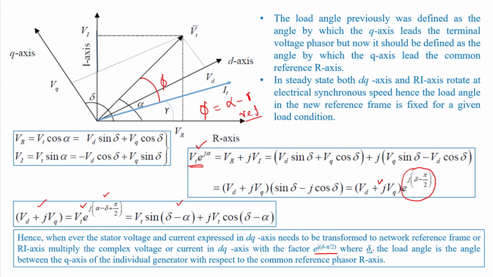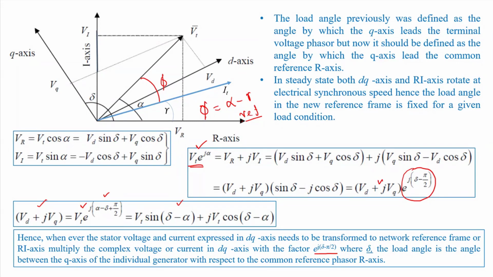Here delta is the load angle, and it is the angle between the q axis of the individual generator and the common reference frame. It is not the angle between the q axis and the Vt term. Previously, in the single machine case, we considered delta as the angle between the q axis and the terminal voltage, because in that case we considered Vt as the reference voltage. But here we are considering the R axis as the reference, where the R axis is the real axis of the common reference frame, right?